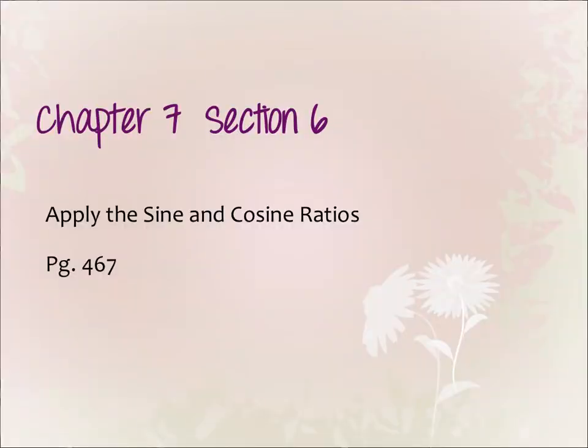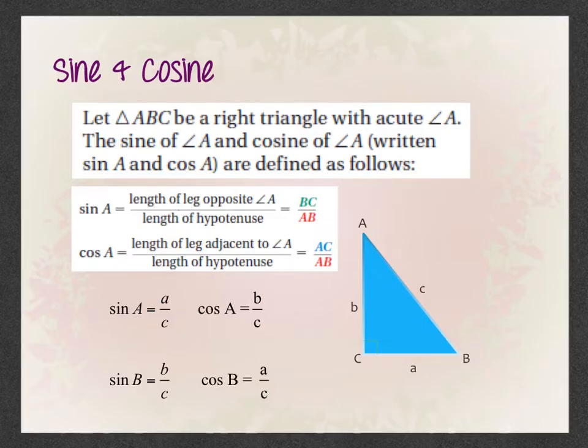Okay, now we're going to talk about Chapter 7, Section 6, which is sine and cosine ratios. So in 7.5, we talked about tangent, and in 7.6, we're going to add to it sine and cosine. Sine and cosine, which will be abbreviated as SIN and COS on your calculator. This says let triangle ABC be a right triangle with acute angle A. The sine of A and the cosine of A are written as follows. The sine of A is the leg opposite that angle over the hypotenuse of that triangle. And the cosine of A is the adjacent side over the hypotenuse.